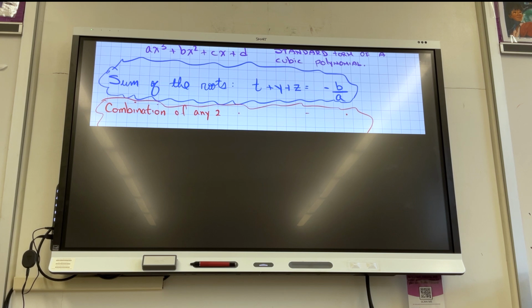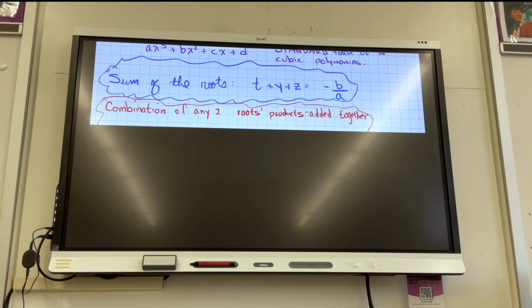Any 2 roots' products added together. Now you think about this, right? We have 3 roots, and I want to figure out how many ways I can multiply 2 of those roots together. Well, this is just a combinatoric of 3 choose 2, which is 3 times 2 divided by 2. And we get 3 different ways to multiply 2 roots together.